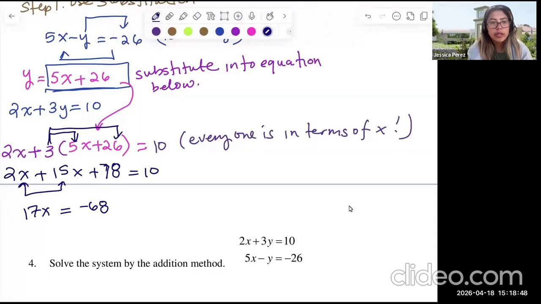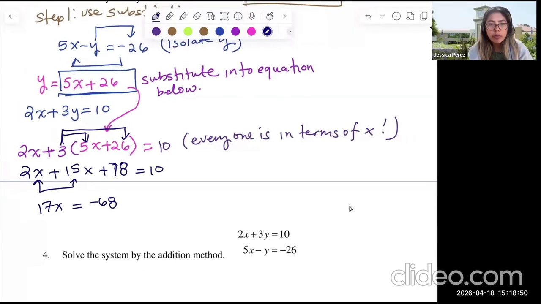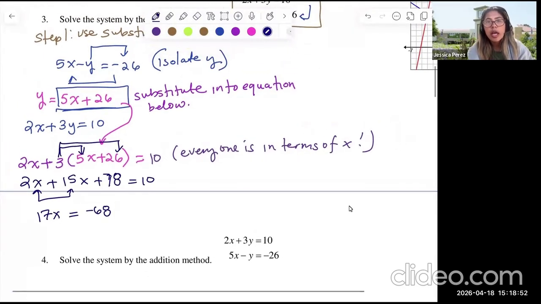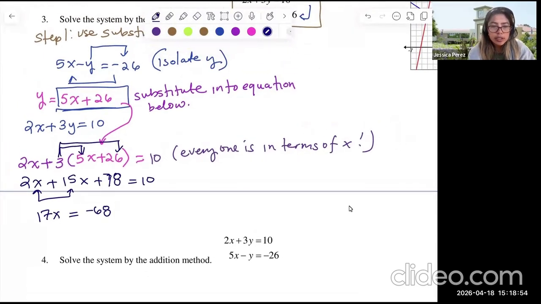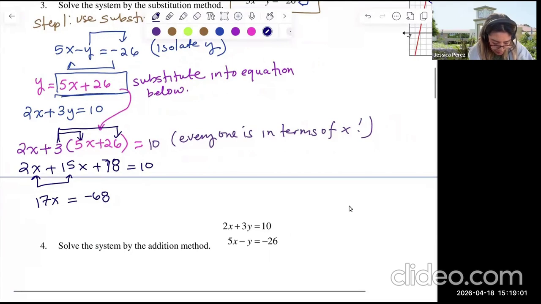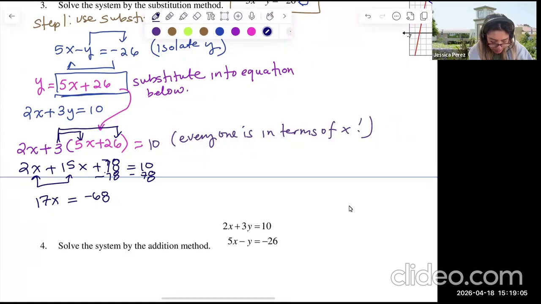Hello, everyone. Welcome back to section 8.1. We left off on question 3 on solving a system of equations. So we have 17x plus 78 equal 10. I'm going to solve for x, so I move the 78 over to the other side, and then I get negative 68. I'm going to divide both sides by 17, and that's going to give me x equals negative 4.